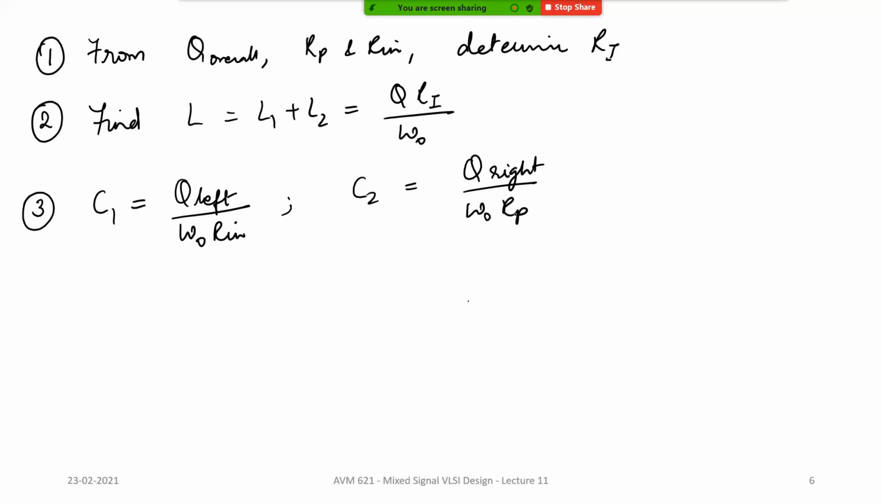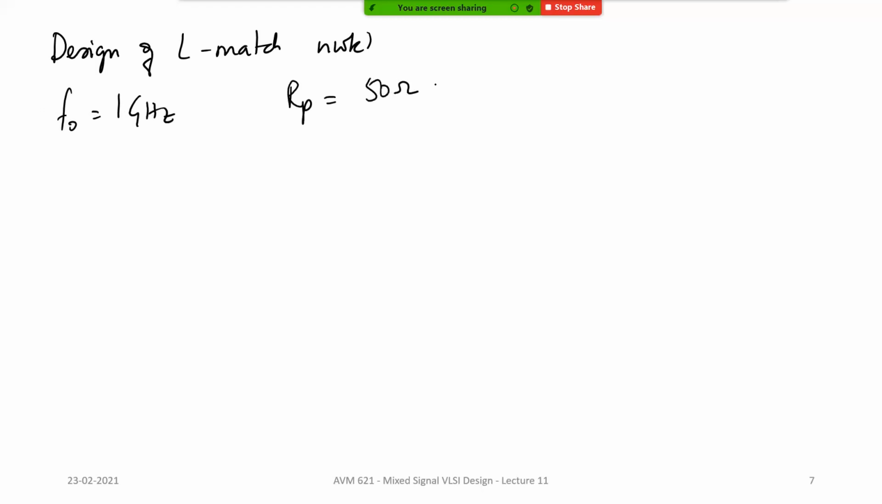Okay. Now similarly for an L match network, of course I didn't outline a design procedure. You know the value of Q. So let me just say design of L match networks. Okay, let's take the same example. F naught is 1 gigahertz, Rp is 50 ohm and Rin is, let's say, 12.5 ohm. Now the first step is you need to find Q. It's easy to find Q because both of them are related by a factor of Q squared plus 1, right?